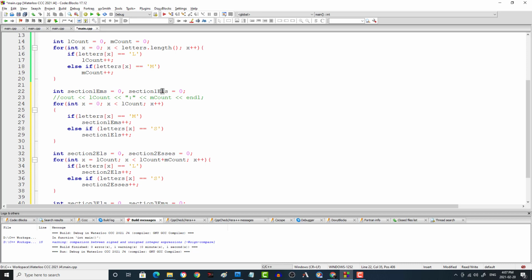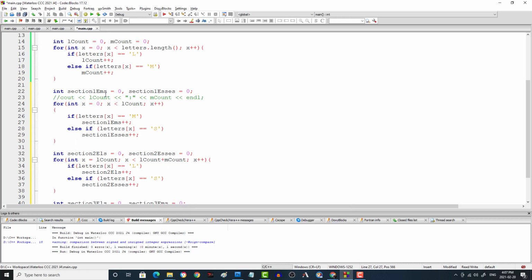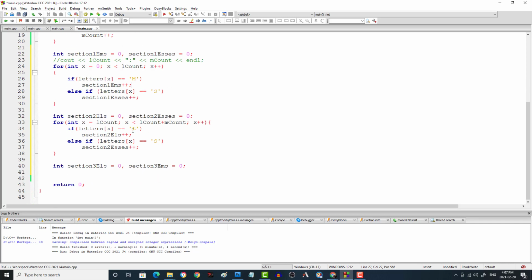Yes, in section 1, this should be S's, because I'm an idiot. Okay, so S's, section 1 S's. So in section 1, we only care about M's and S's, so if it's an M, it goes M. If it's an S, we go S's. All right, there we go.